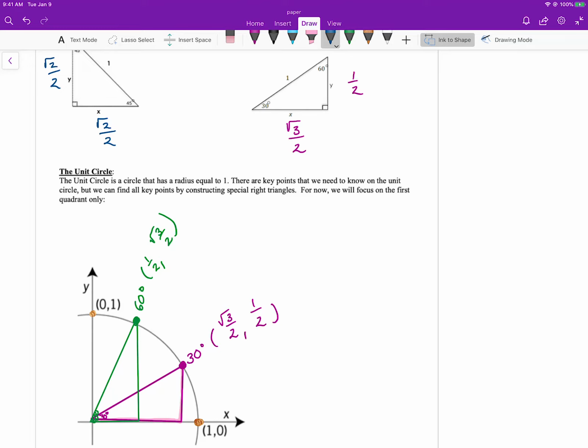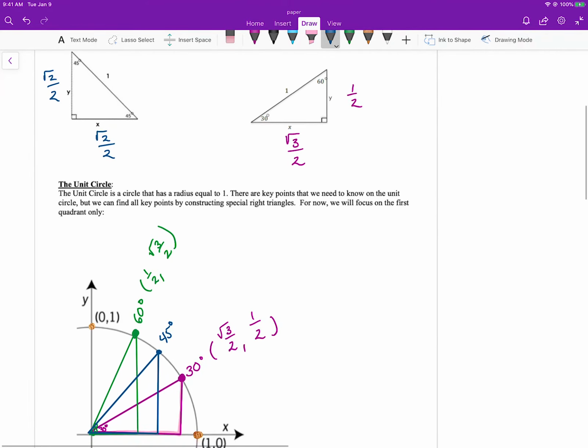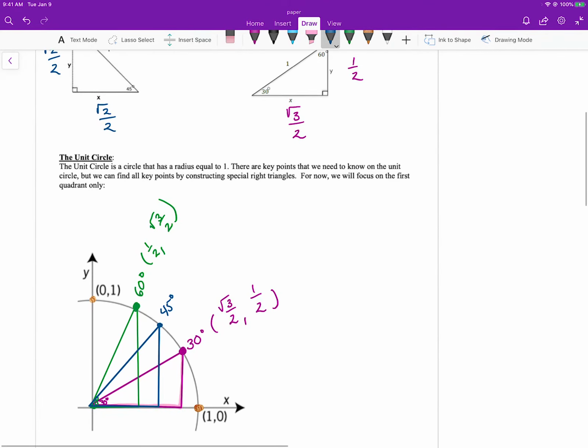So the other triangle I'm going to place on this circle is my 45, 45, 90. And we already figured that out above as well. So that's going to be right in the middle. Okay. And now here's going to be my 45 degrees. And to determine those side lengths, we already did that above. So my radius is still 1, because for all of these, the radius will be 1.